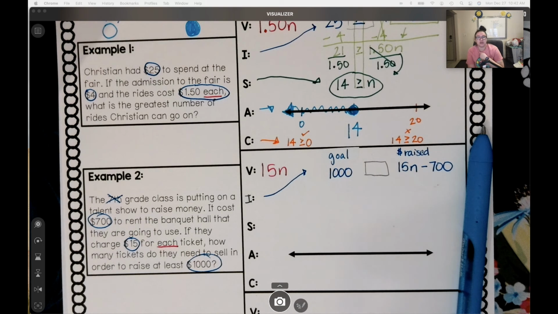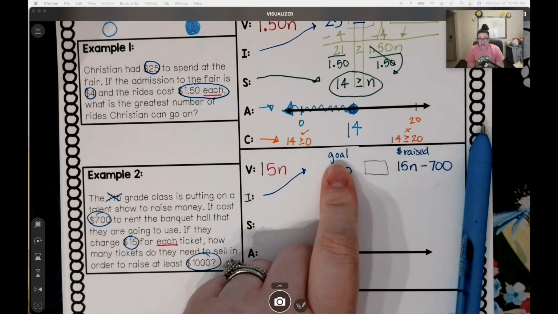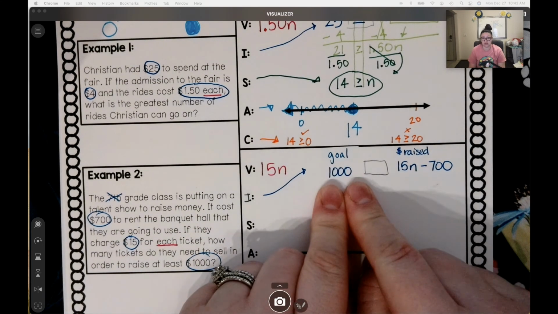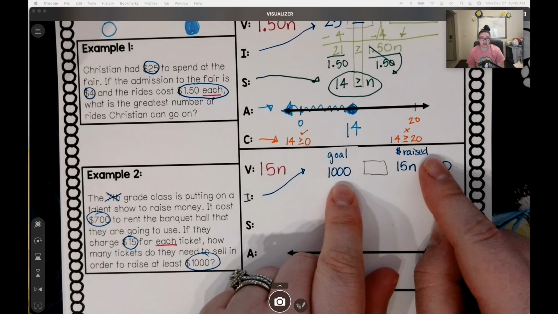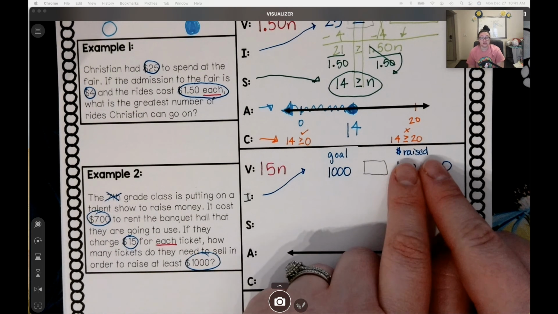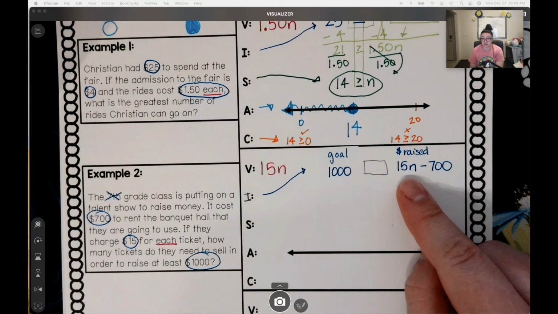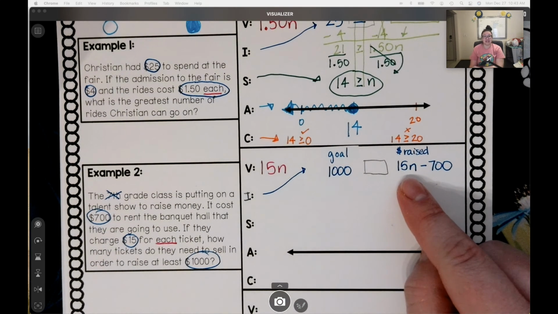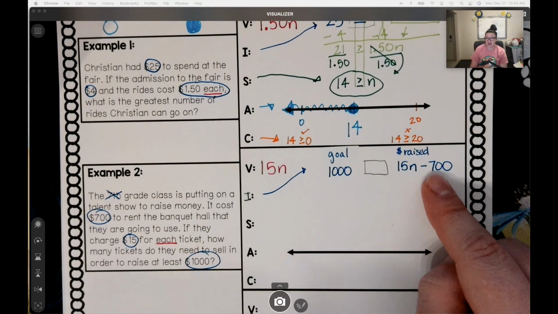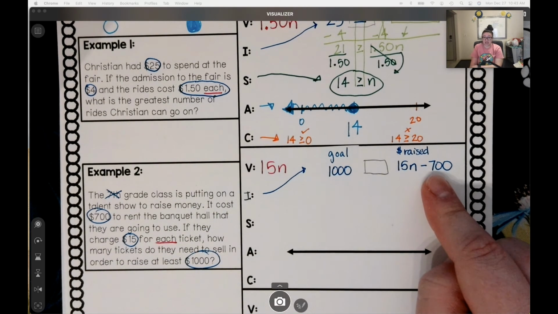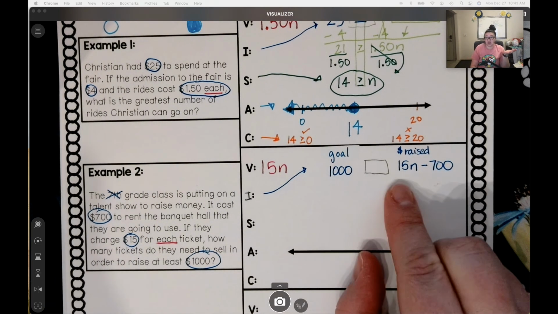Setting up this inequality is a little bit tricky. We have their goal of $1,000, and then we have to calculate how much money they've raised. Their goal, $1,000, and the money raised. So the money raised is $15 times every ticket that they sell, but it cost them $700 to rent the room first. So they have to subtract that amount of money to figure out how much money they've made. They have to make up that $700 because they need more than just $300 to meet their goal.